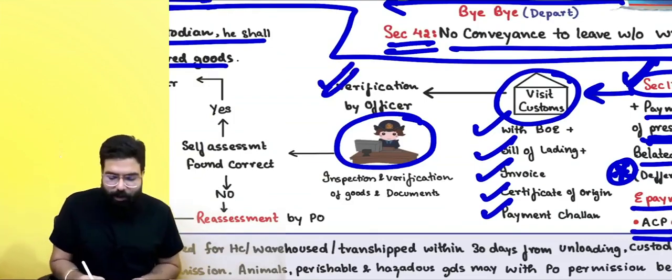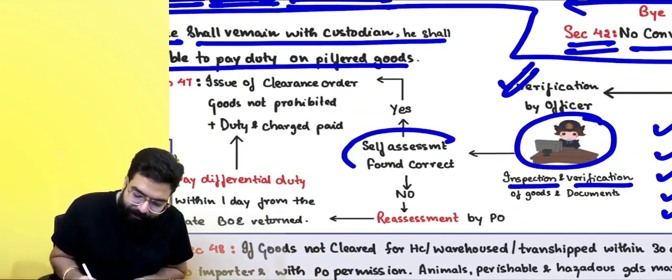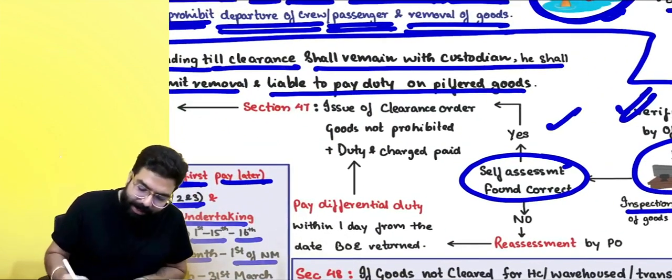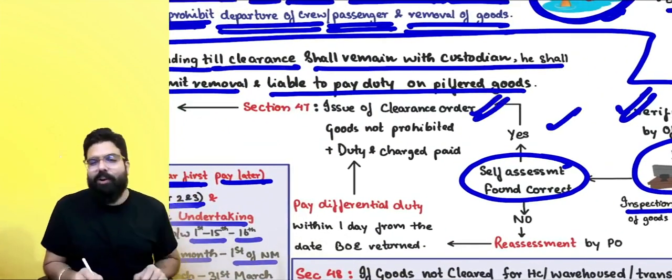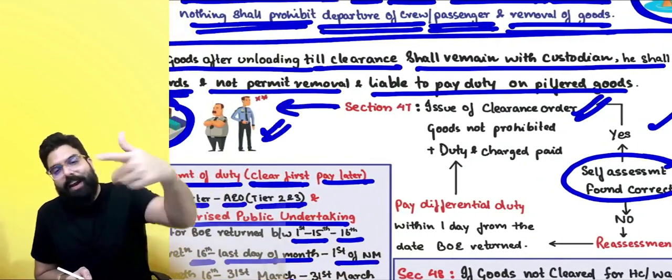If he will go ahead and do the inspection of the goods and the verification of the document. If he finds the self-assessment correct, then he will go ahead and give a clearance order. Take the clearance order, go to the custodian, take your goods and go home.